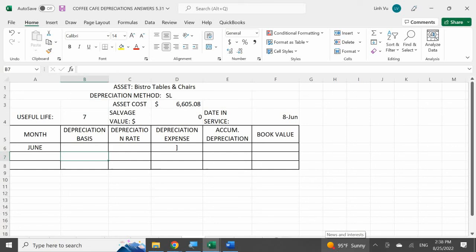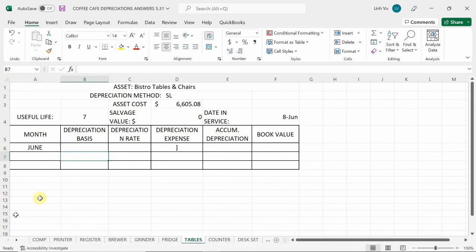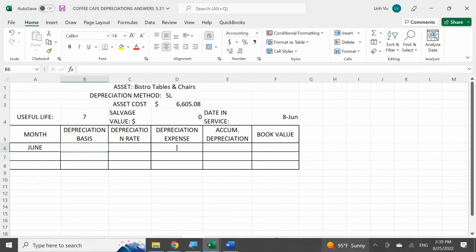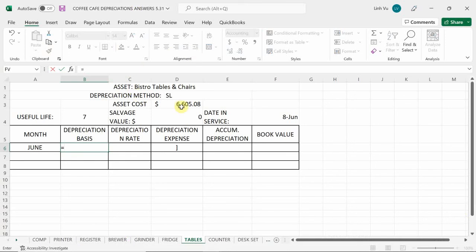The day that we bought it was June 8th, right? We received it. Now in this case, June 8th, we could set up our tables. They're already set up, right? All you have to do is just arrange them. Not hard, right? Tables and chairs. So in this case, they could be placed into service anytime. They have 7 years estimated useful life, no salvage value. So in this case, what's my depreciation basis for straight line?